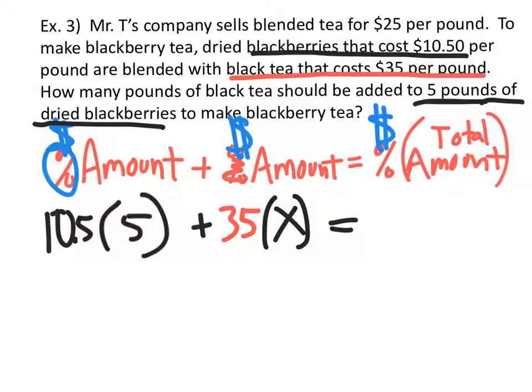And the new blackberry tea, we already know how much that costs. How much does a blackberry tea cost? 25 per pound. On the original, it says he sells the tea for 25 per pound. So that's going to be $25.